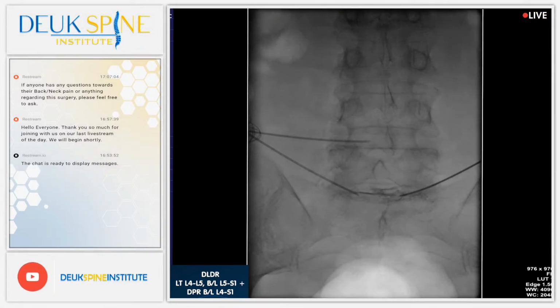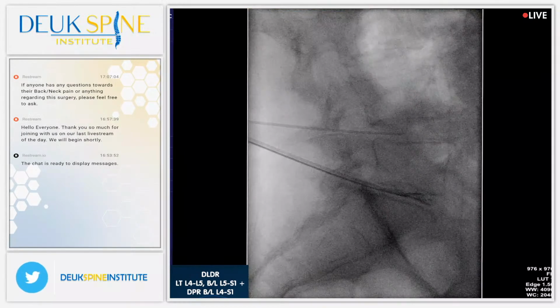So when you have 2 views, when you're using a biplanar technique to verify in surgery, you need more than two-dimensional information. We're dealing with a 3-dimensional structure, so you have to go with a different plane.